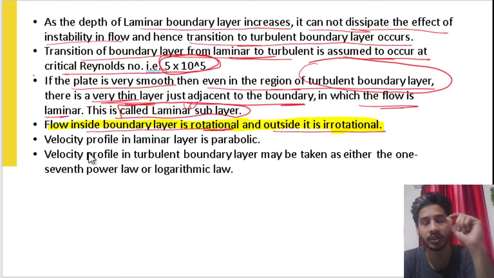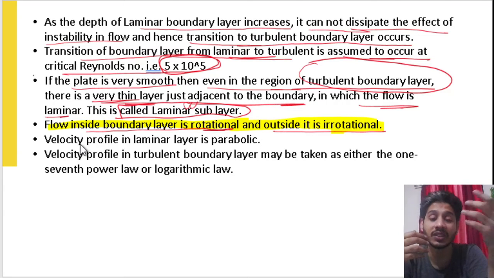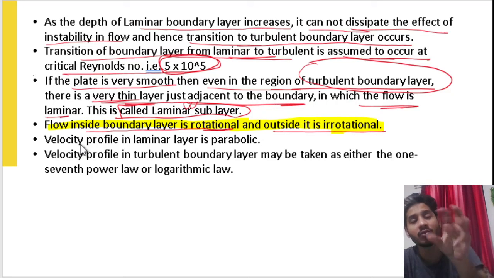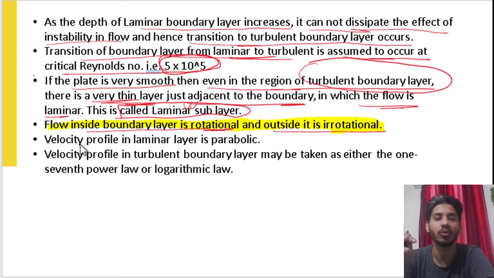So this is important. Please do remember it. Inside the boundary layer, there are velocity gradients and shear stresses, so the flow is rotational. But outside, there is no velocity gradient and no shear stresses. The fluid is irrotational. There is no external force which can act to make them rotate. That is the reason they are irrotational outside the boundary layer.